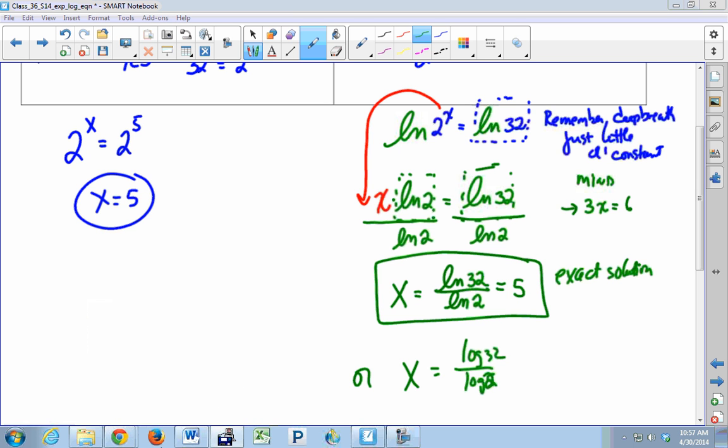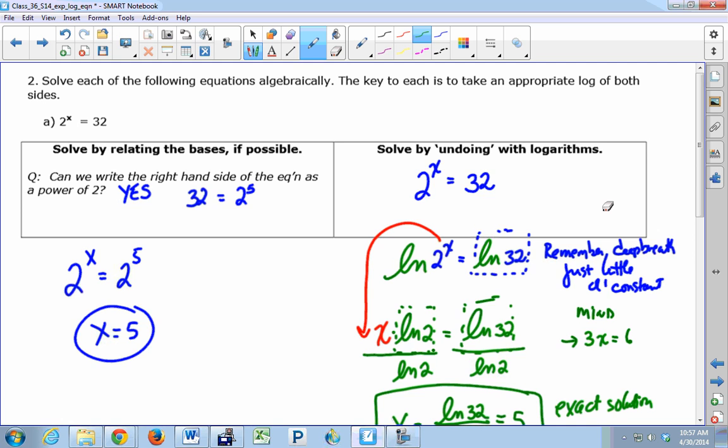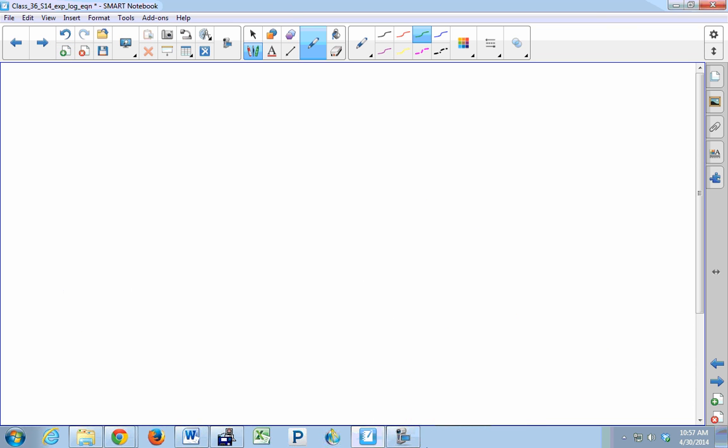Someone might say, why don't I take log base 2 of both sides? You could. You could take log base 2 of both sides. It's just a little more work to get your answer. So let's look at it. I didn't do this in my first class, but let me show you.